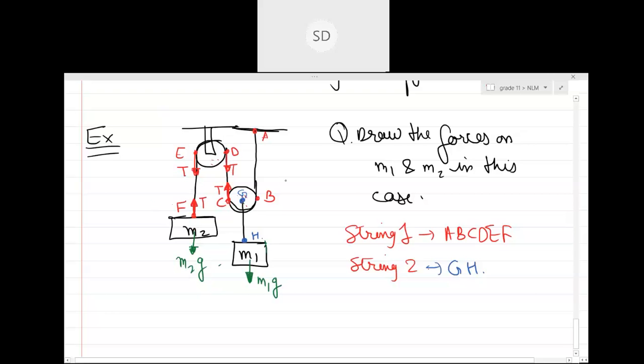Guys, are you able to see these points? Hello? Guys, are you able to draw all this? Can you see now? yeah.